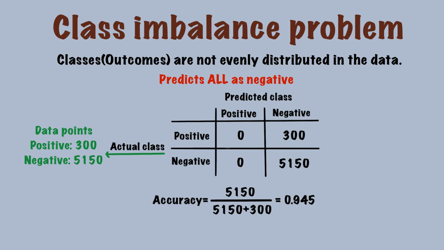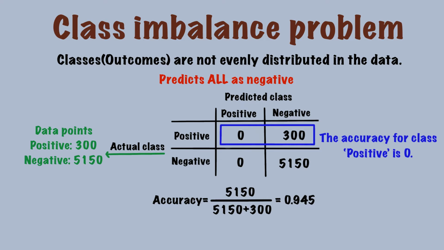Here's an example of a medical test we've looked at. This dataset is imbalanced, with 300 data points in class positive, 5,150 data points in class negative. If the model predicts all people as negative or healthy, then the accuracy is 0.945. This accuracy makes the model look great, but the model is totally useless. Specifically, the accuracy for class positive is 0, because everyone is classified as negative.